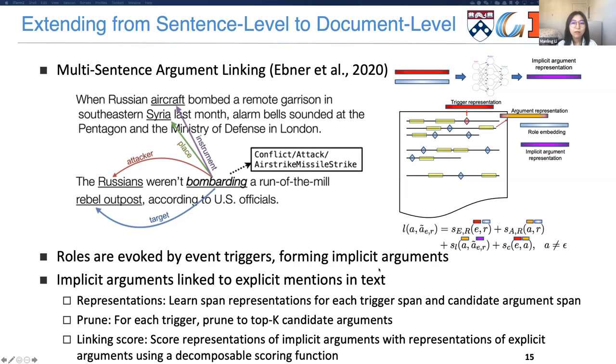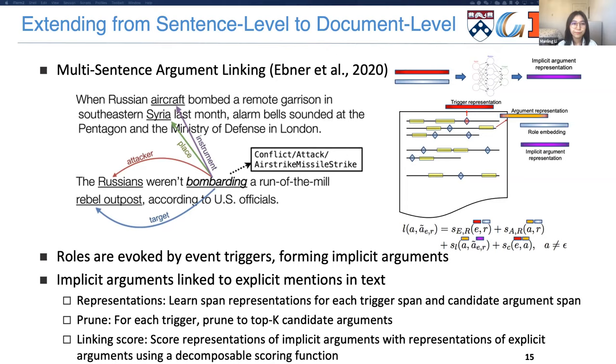To get the embedding representing argument rows, the trigger embedding and the row embedding are combined. And this combined embedding is further linked to the text arguments by comparing the text argument representation using a linking score function. Considering that the searching space of arguments is huge when the document is long, a prune function is learned to select top k candidate arguments for each trigger.